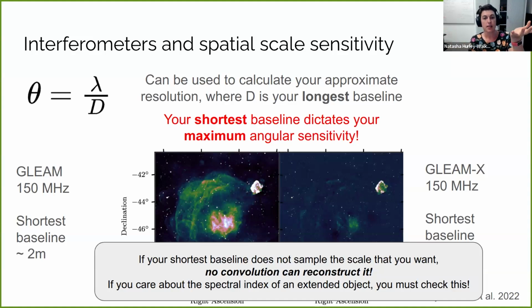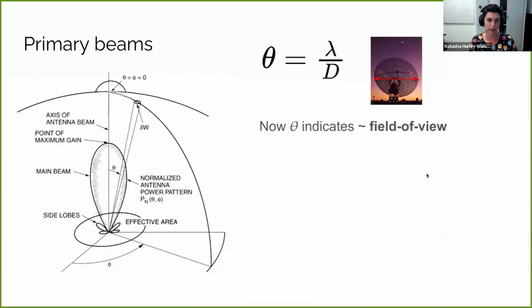Laura mentioned that the total power is only accessible to single dish telescopes. That's basically a baseline length of 0. Right, the actual power on the sky is completely lost for interferometers. They can only see differences. So this is a subtle point, but if you care about extended objects, you have to worry about it.